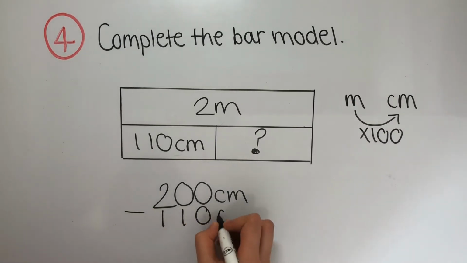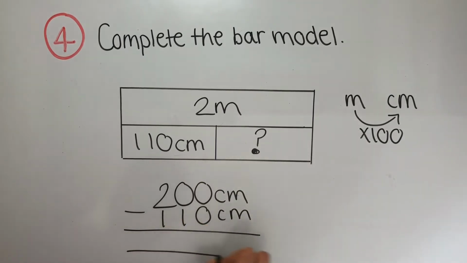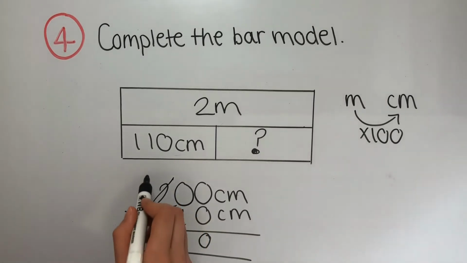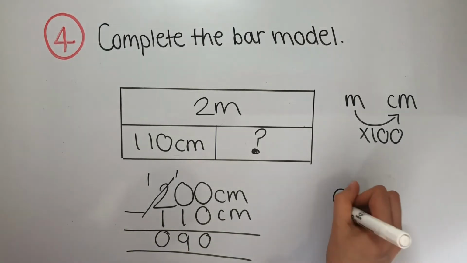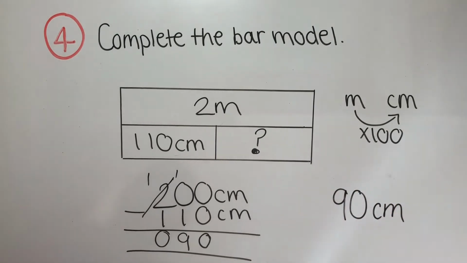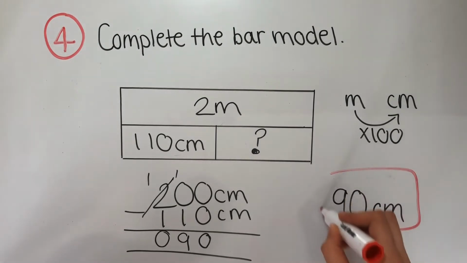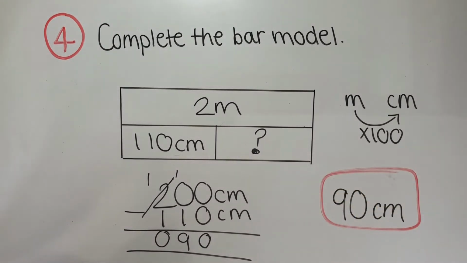Minus 110. 0 minus 0 is 0. Nothing minus 1, we can't do that. We are going to go over to our 2, making it a 1, carry over the 1. 10 minus 1 is 9. 1 minus 1 is 0. We are left with 90. So our answer is 90 centimetres. You don't have to do the column method to work it out. You could have done that mentally. But if you needed, this is the way.